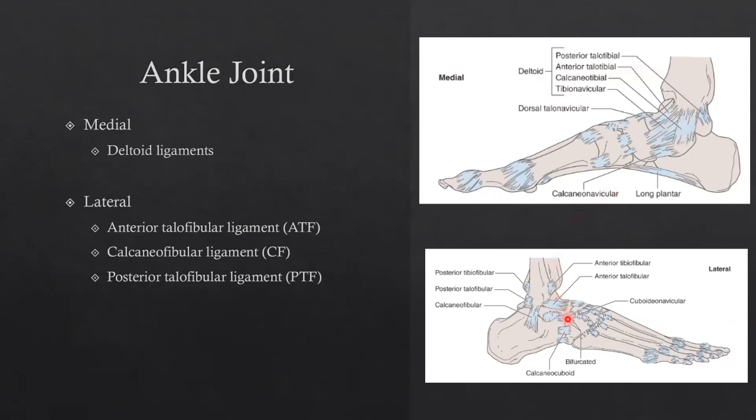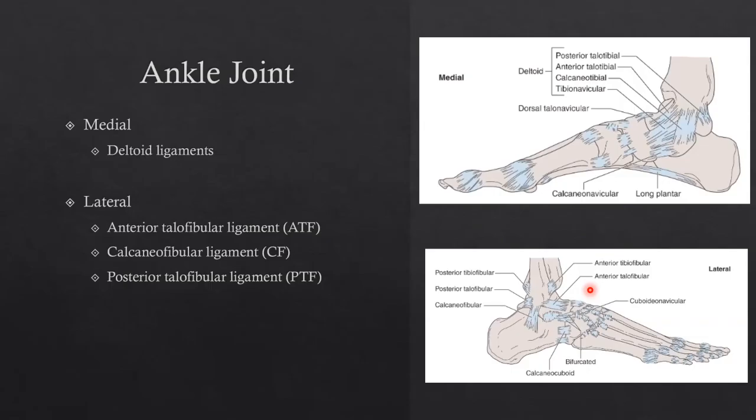On the lateral aspect here, we have our anterior and posterior talofibular ligaments, as well as our calcaneofibular ligaments. Because we are dealing with the lateral aspect of our ankle, these will be the ligaments that are attaching our fibula bone with rear foot bony attachment sites.